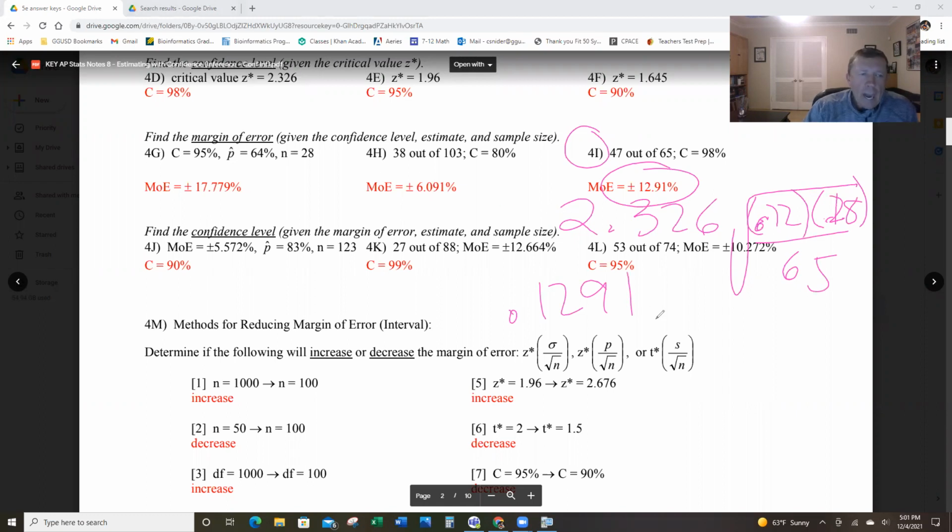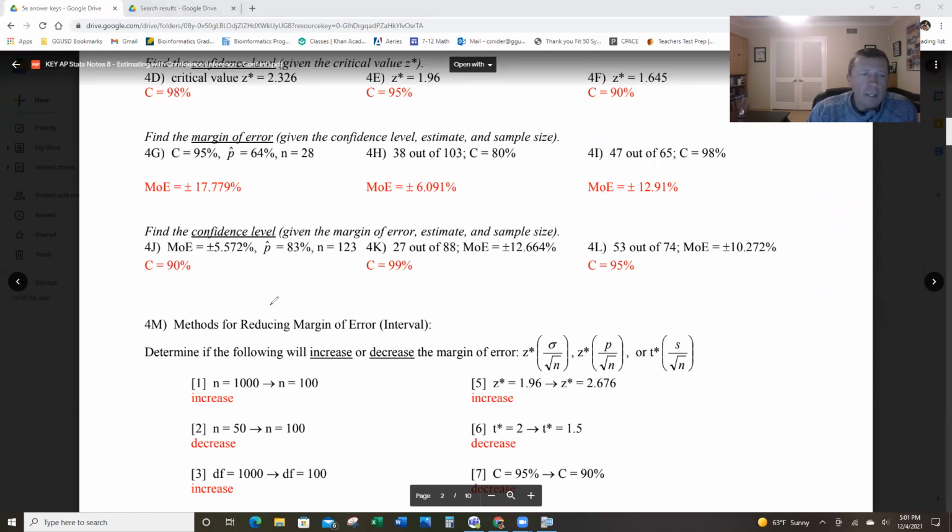All right, and now we're going to go majorly backwards here. In the next part, I'm on 4J. And this could happen. I've seen these problems in multiple choice form, where they want you to find the confidence level, and they've given you the margin of error. So let's try this.